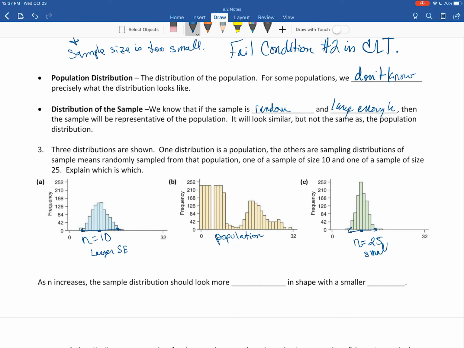That's going to have the smaller standard error. So you can see why you have to get a sample that's big enough that it truly is going to look normal and truly is going to have a nice small standard error so that our normal calculator will work. So as n increases, the sample distribution, just to summarize, should look more normal in shape with a smaller standard error.